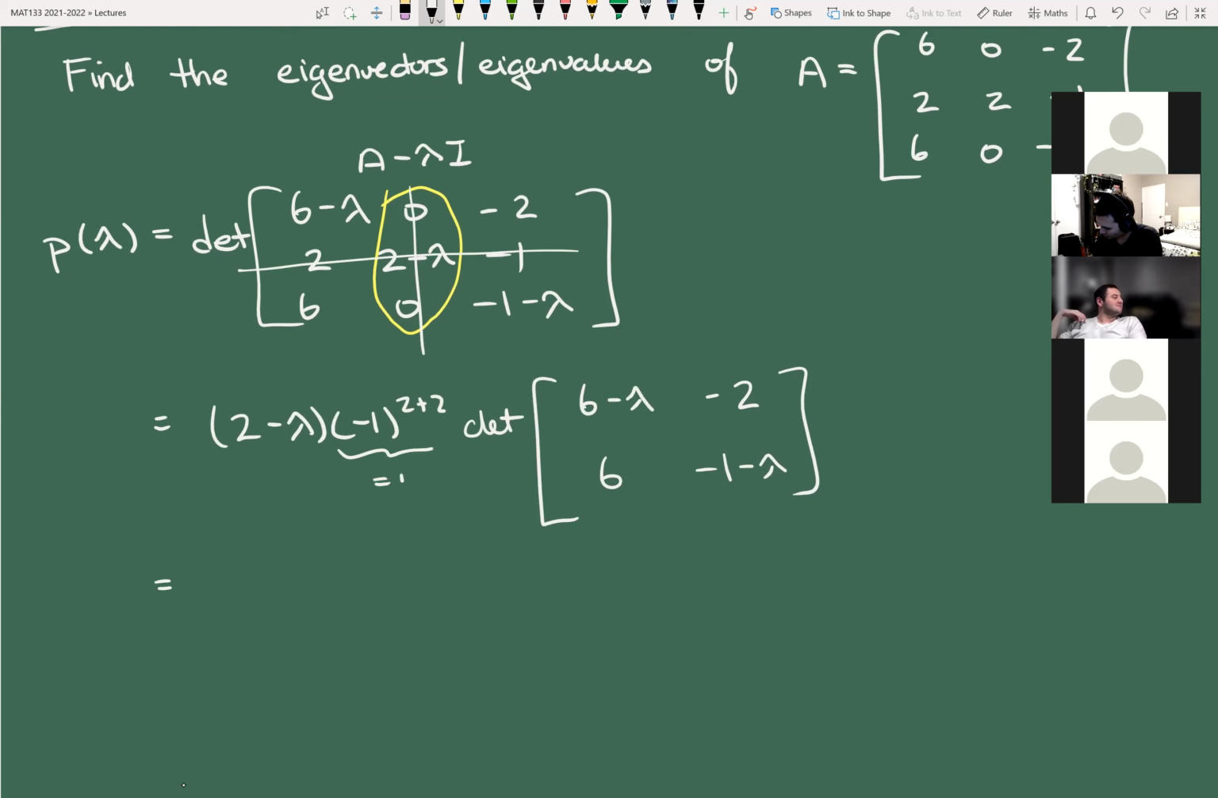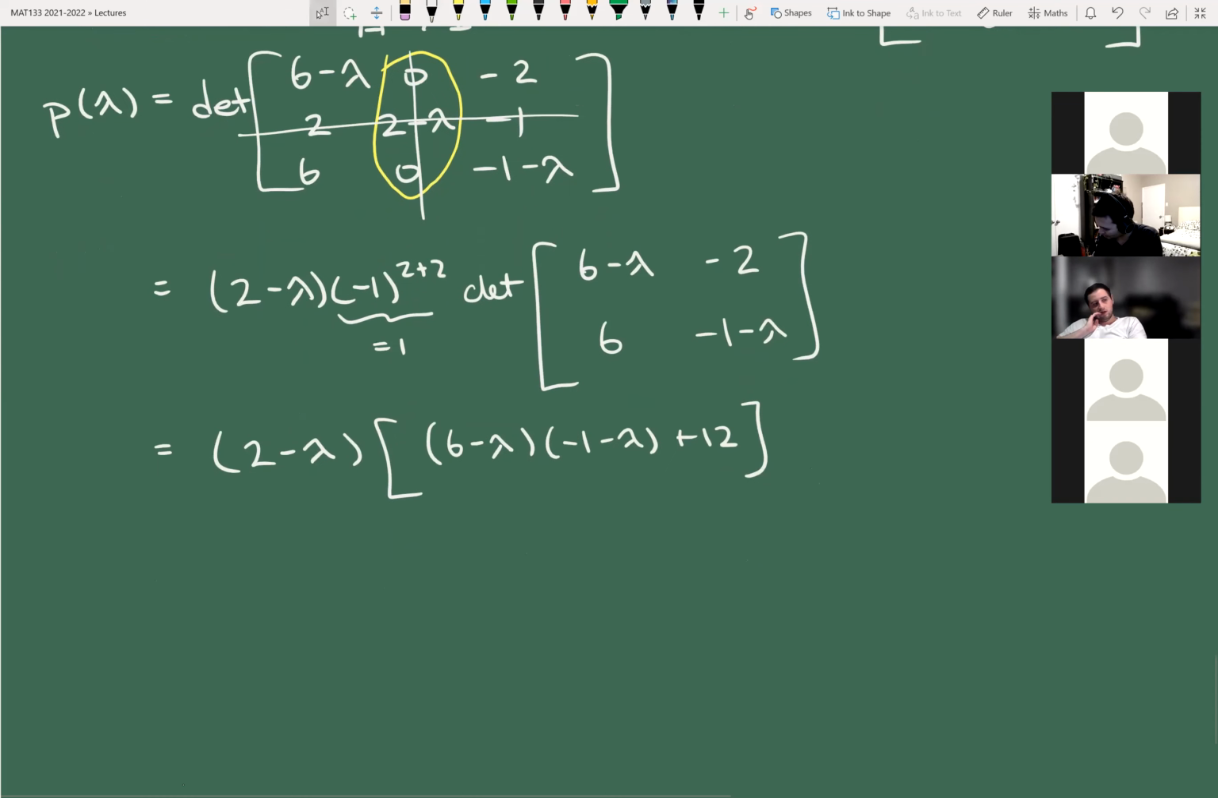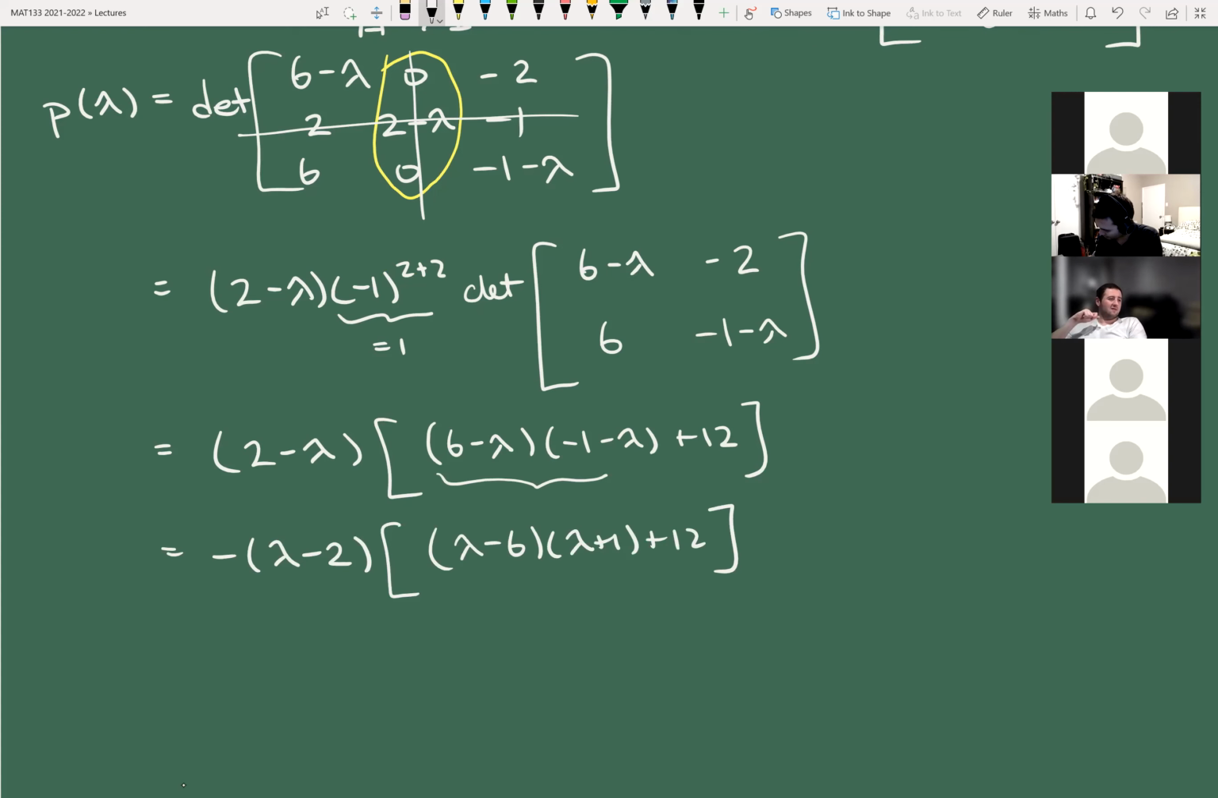So this number is just 1. So I'm going to get 2 minus lambda times 6 minus lambda times -1 minus lambda plus 12, right? Okay, and let me write this as negative lambda minus 2. This thing, I'm going to have to just expand it, but I can still do some nice cancellations. So this is going to be lambda minus 6 times lambda plus 1 plus 12. And maybe let's expand the thing inside the brackets, lambda minus 2.